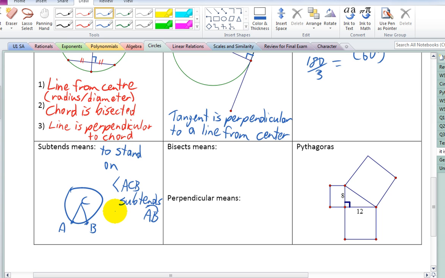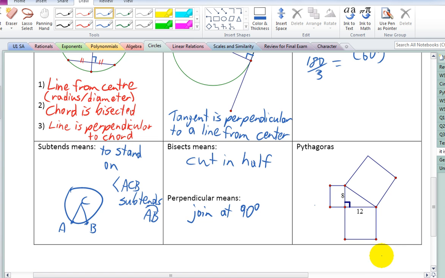Okay, bisects. What does bisects mean? Sorry, bisect. Means to cut in half. What does perpendicular mean? They join at 90 degrees or cross at 90 degrees, touch at 90 degrees, but it's 90 degrees. Okay? So you're talking about angles there.